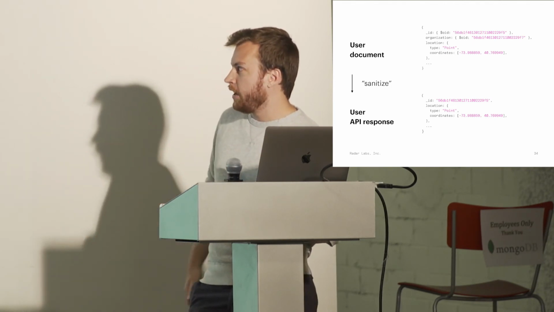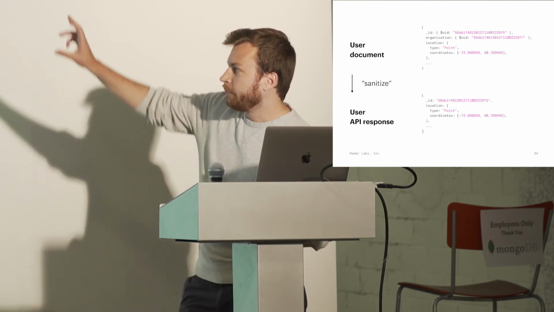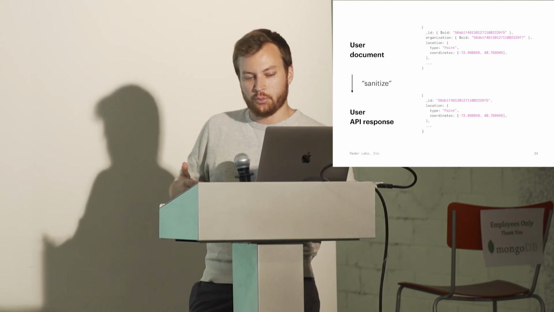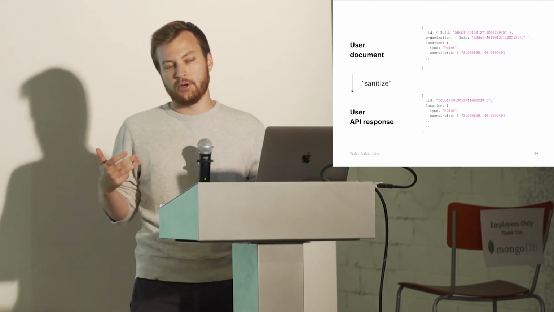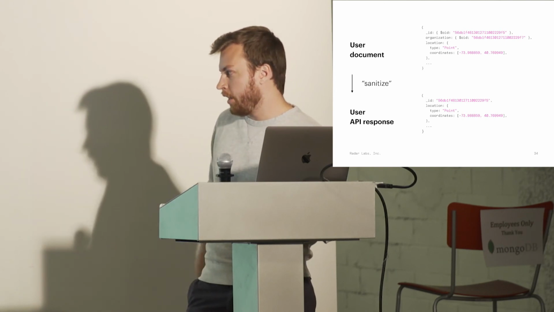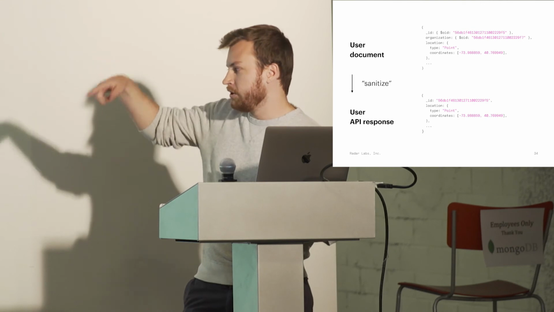This is what it looks like to take a user document and transform it into an API response. The document in the database has an ID. It has an organization, which in our system represents the customer that the user corresponds to. It has a location. Basically, to send it out through the API, we pass it through a pipeline step and sanitize it. We change the IDs to strings.